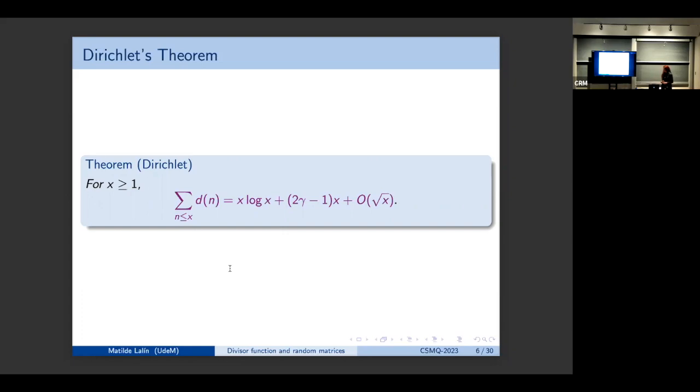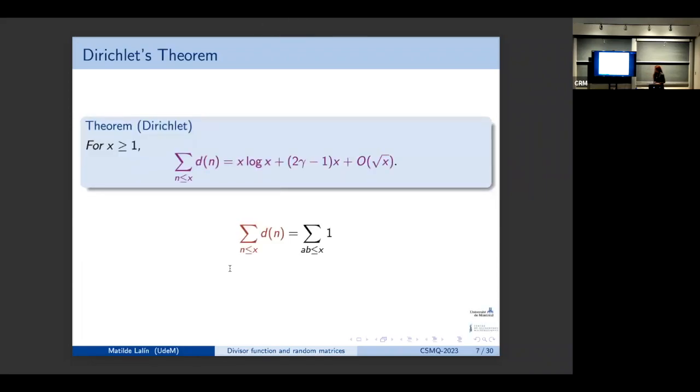So the whole point here is that this O of square root of x grows more slowly than the other terms in my expression, and so it's an error term. It's a small variation to add. Okay, so this is the only proof that I'm going to do today.